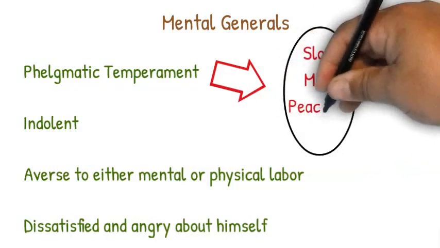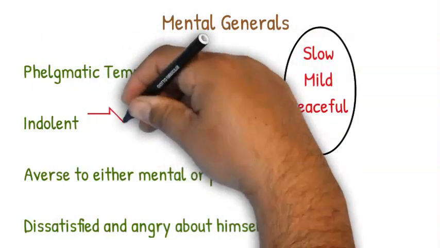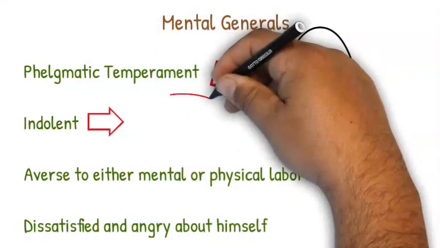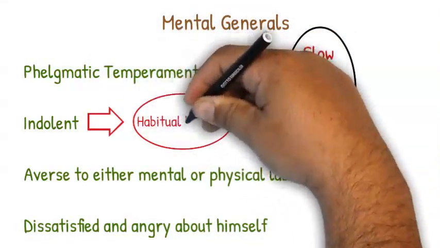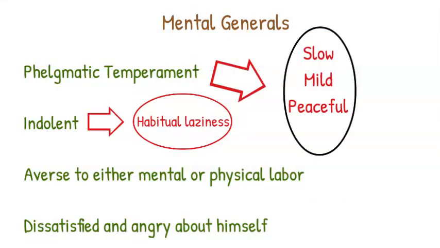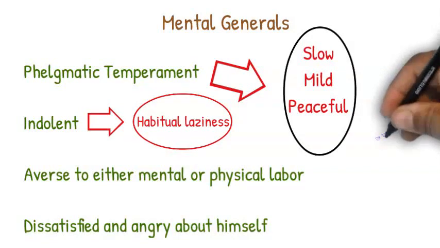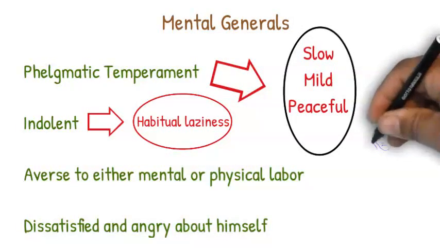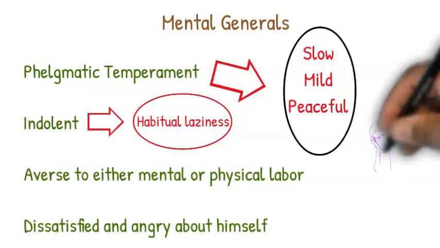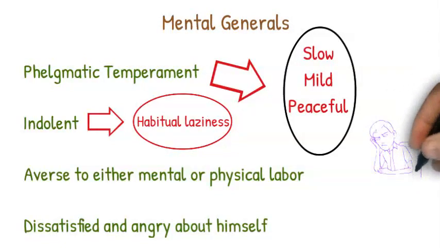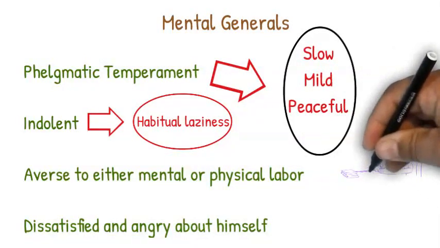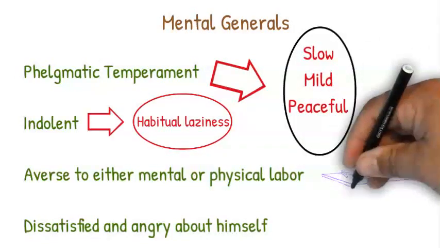Then he will be indolent. Indolent means habitual laziness. The next grade of laziness, the patient will be very lazy. That means another important mental symptom is that there will be aversion to either mental or physical labor. So the patient will be very averse to mental and physical labor, and there will be a dissatisfied feeling or anger about himself. He will be dissatisfied and angry about himself.